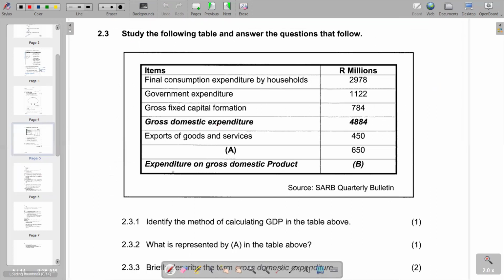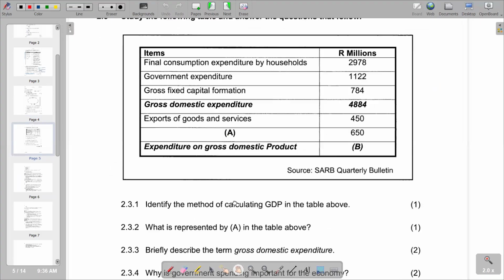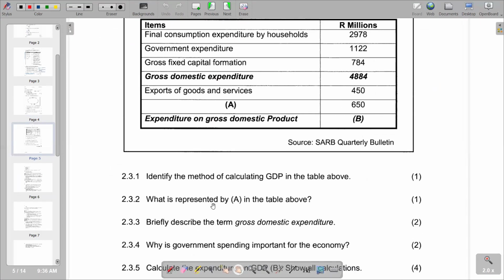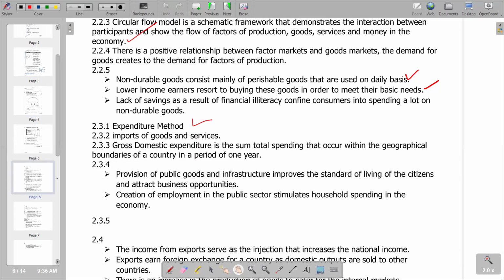So moving on to the next question. The next question reads, what is represented by A in the table above? Obviously, we have got imports of goods and services, as we are having exports of goods and services just above it. So I believe that we are now having our imports of goods and services, and it is indicated in our answer section.